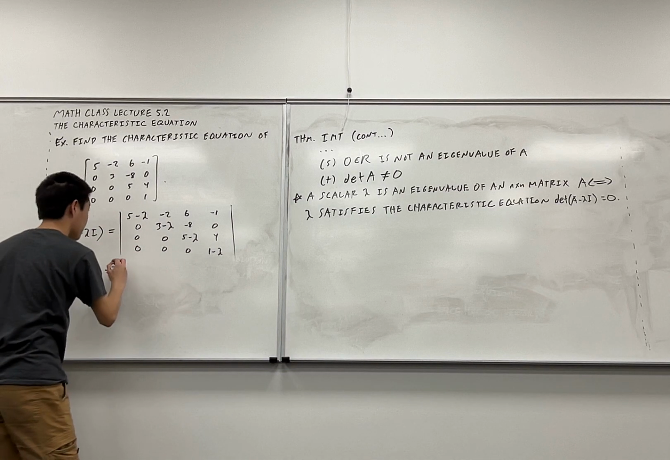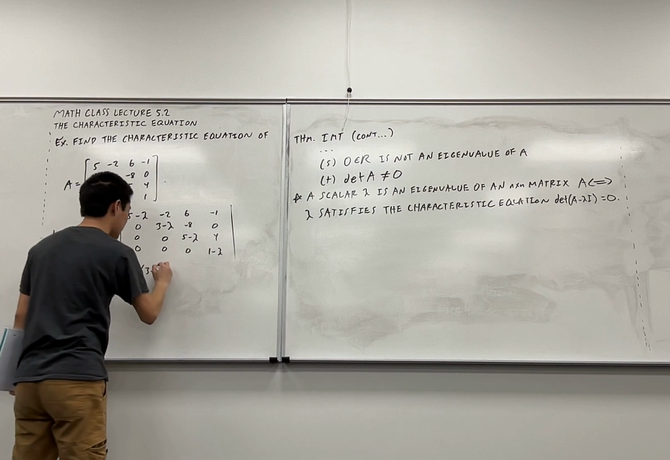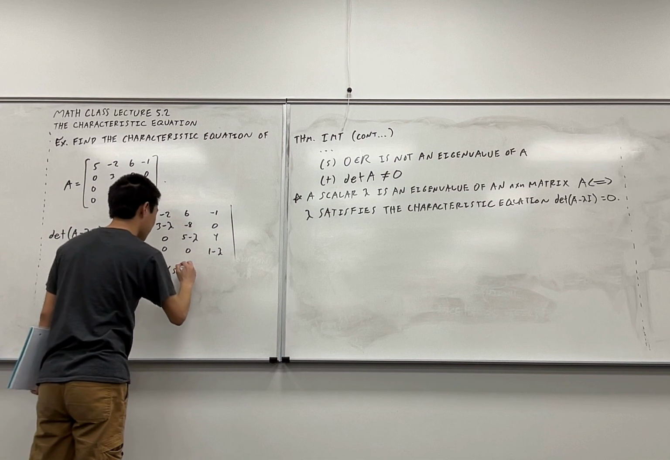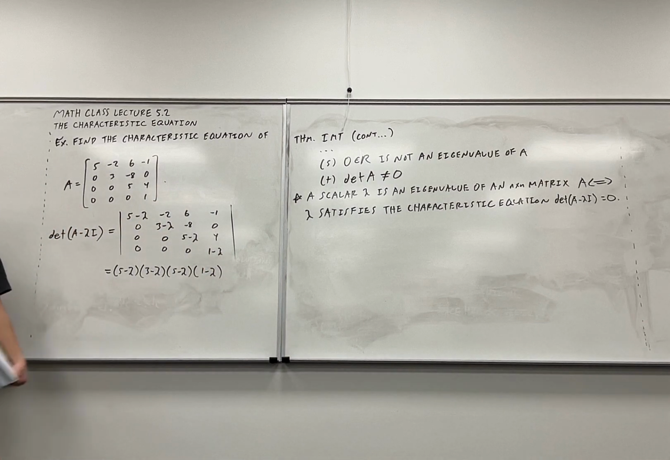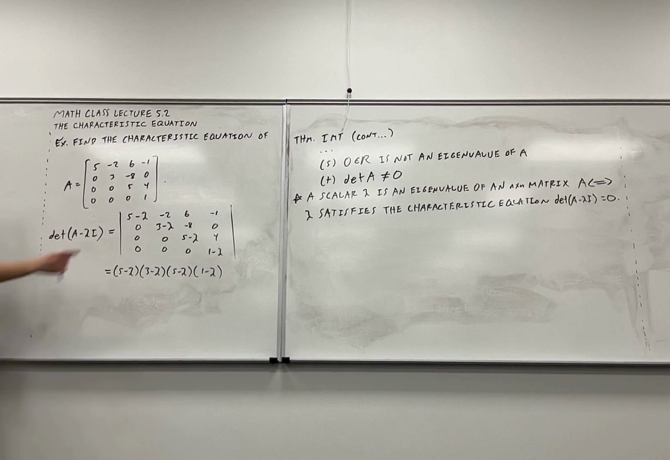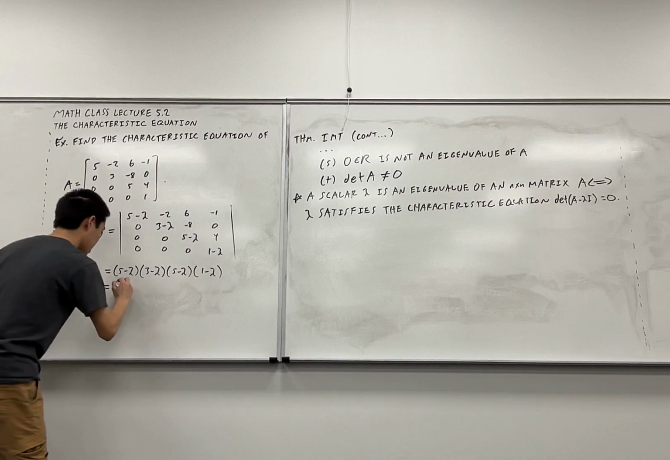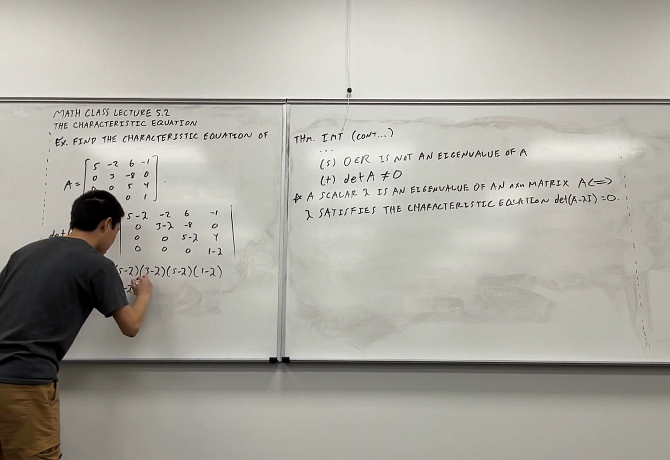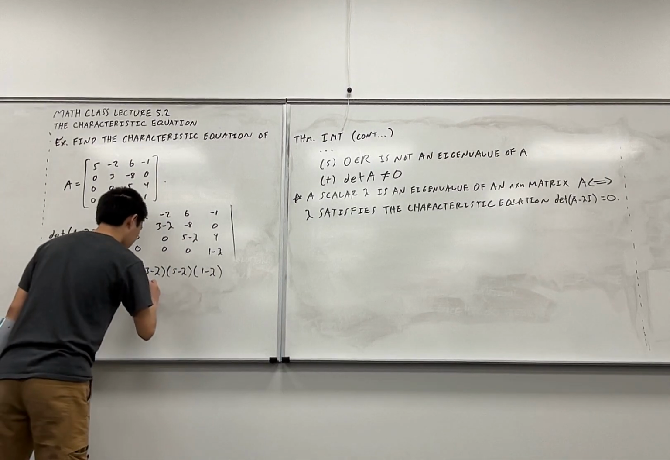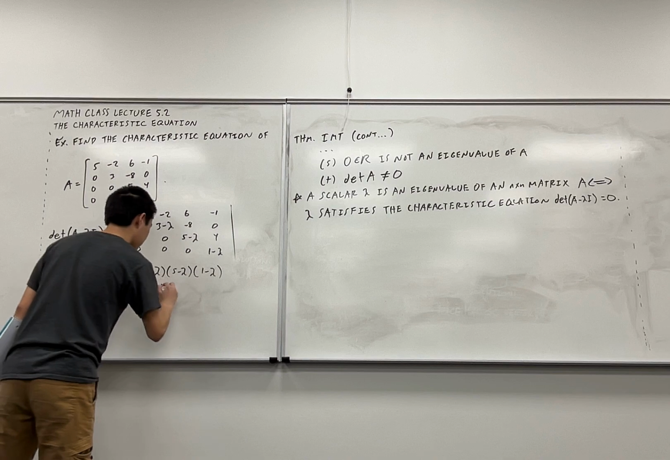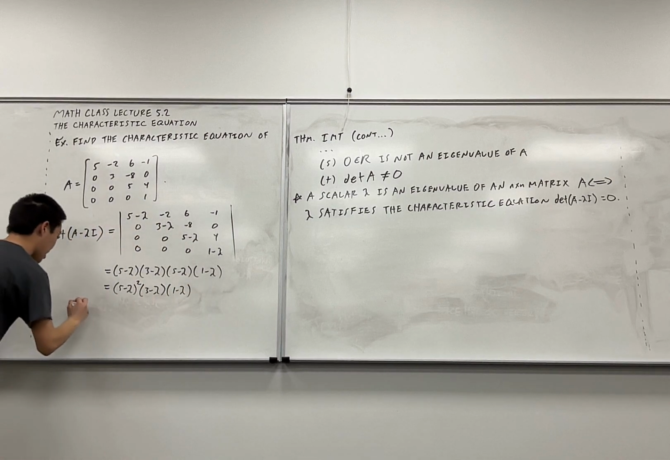So I have 5 minus lambda times 3 minus lambda times 5 minus lambda and 1 minus lambda. Ta-da! Okay, so that's why we care about these. Now, we can simplify this a little bit, right? There's 2 of these 5 minus lambdas, so I'll square it. And then we have 3 minus lambda and 1 minus lambda. So this is a totally acceptable way to write that equation.